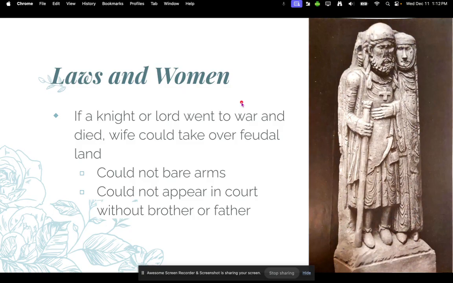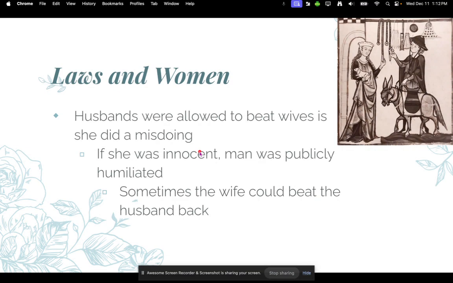Also, if a knight or lord went to war and died, the wife could take over the feudal land, but she had a lot of restrictions. For example, she could not bear arms. She could not have swords or spears or anything like that. Also, if she had to go to court over her feudal land, she could not appear in the court without either her brother or her father accompanying her.